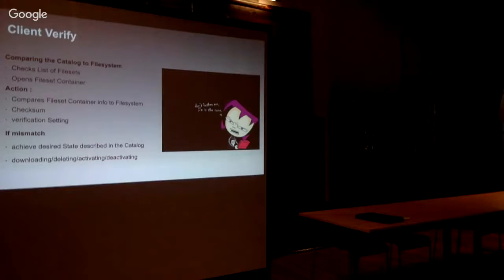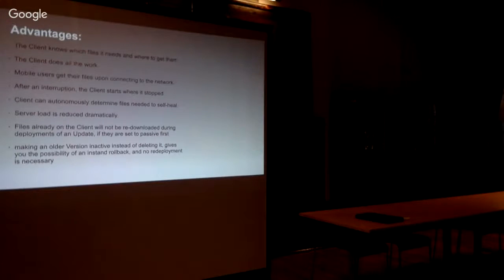So it compares the catalog files and checks the list of files it contains. It opens the faucet container because that's in there. You have all the files with the checksum. It compares the faucet container on the file system with the checksum, and if there's a mismatch, it decides the state by itself by either downloading, deleting, activating, or deactivating any of those files.